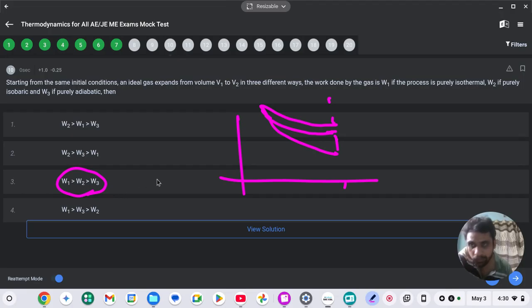so only one option, W2 is in middle. So even if we don't know the concept, this particular question can be solved, but let's learn the concept also. Okay, W1 is pure isothermal. So this is wrong, this will be correct. Isobaric, so constant, and adiabatic expansion is the lowest.